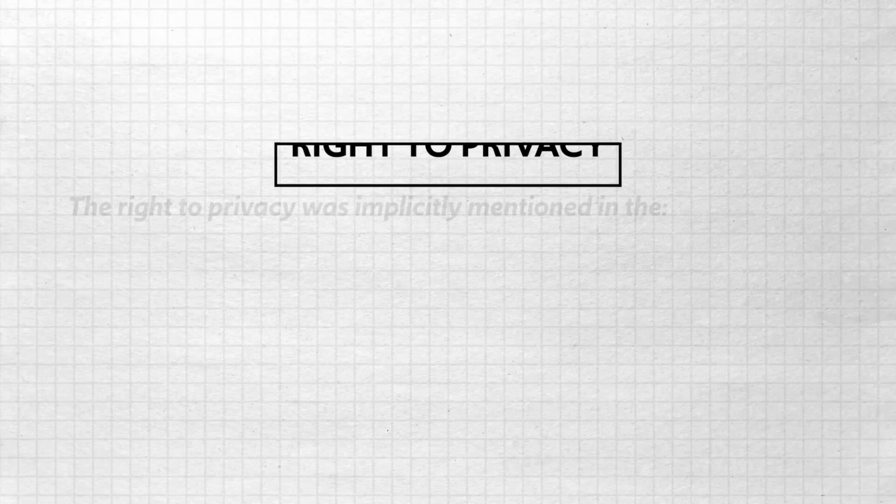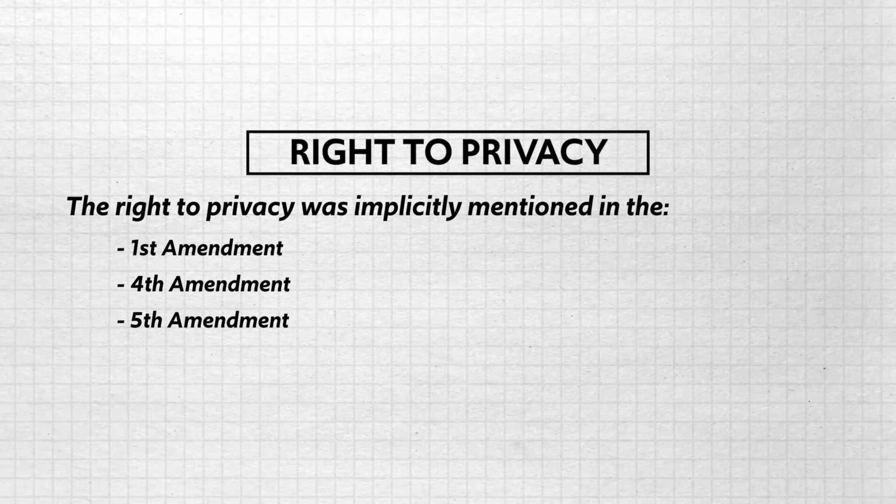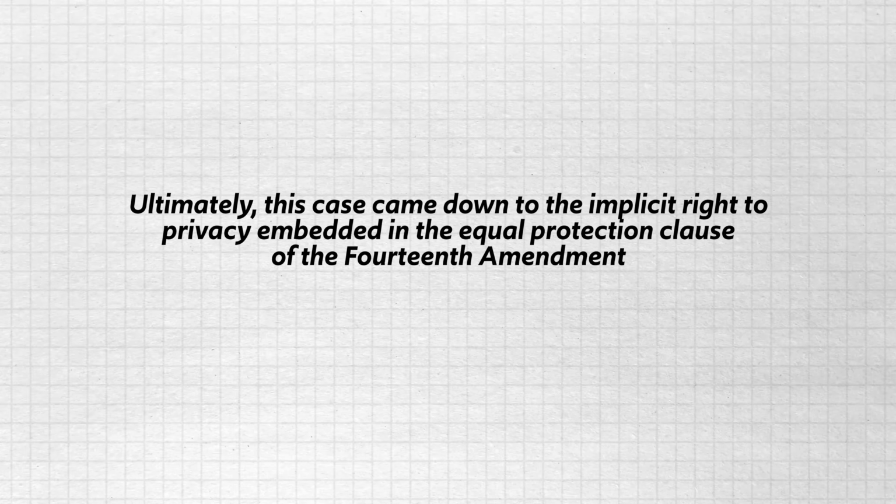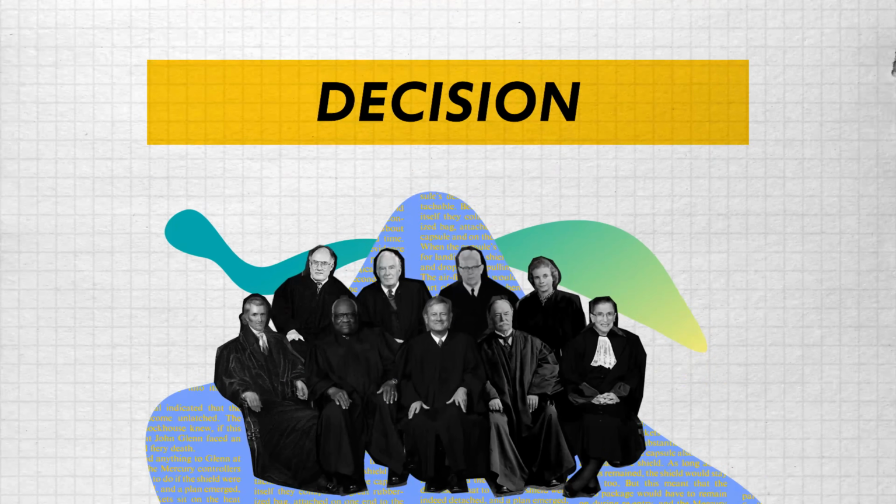The court agreed that a right to privacy, while not explicitly mentioned, was for sure implicitly mentioned in the 1st, 4th, 5th, 9th, and 14th Amendments. And here's what they mean. For example, the 4th Amendment says that citizens have the right not to have their homes and personal effects searched without a warrant. That, the justices argued, implies a right to privacy in one's personal space and belongings. The First Amendment recognizes the right to choose any kind of religious belief you want and to keep that decision away from the prying eyes of the government. So that's the kind of thing they mean when they say that the right to privacy is implicit in those amendments. But ultimately, this case came down to the implicit right to privacy embedded in the Equal Protection Clause of the 14th Amendment.